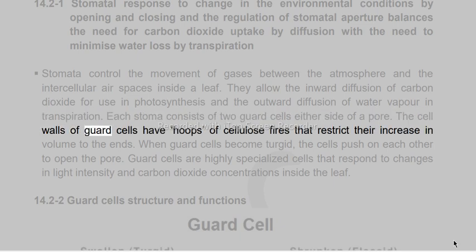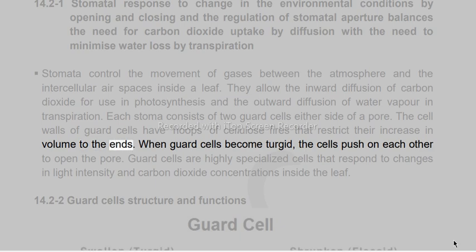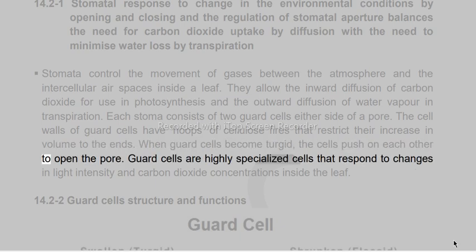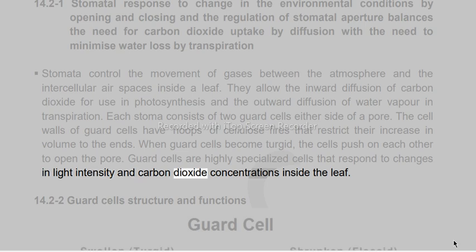The cell walls of guard cells have hoops of cellulose fibers that restrict their increase in volume to the ends. When guard cells become turgid, the cells push on each other to open the pore. Guard cells are highly specialized cells that respond to changes in light intensity and carbon dioxide concentrations inside the leaf.